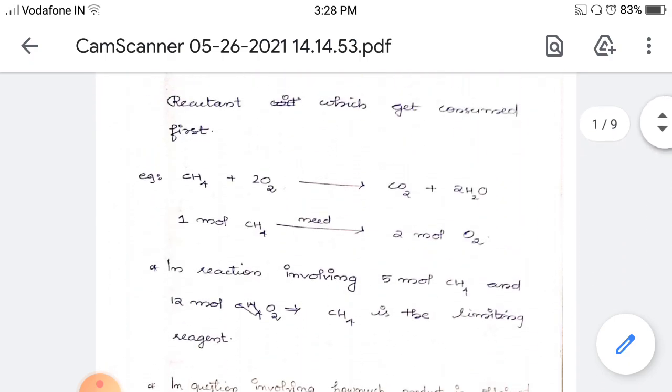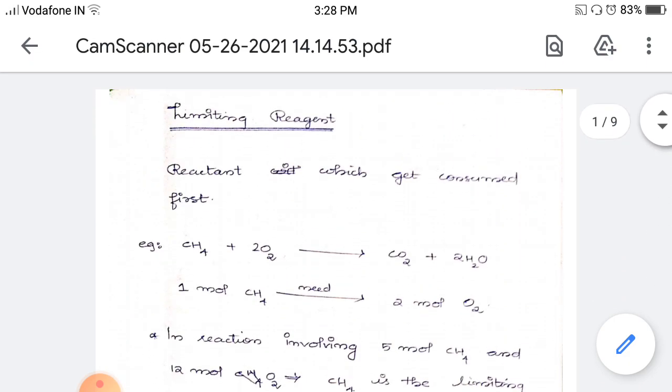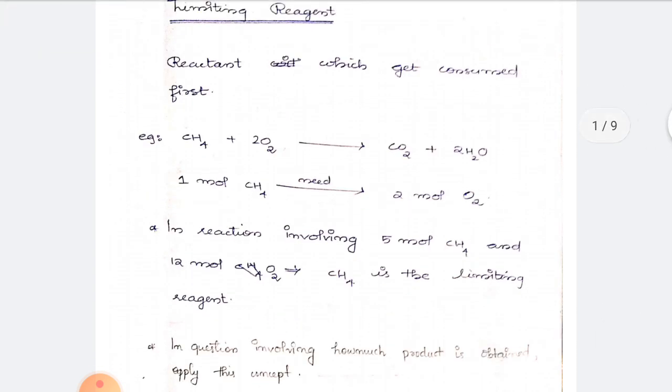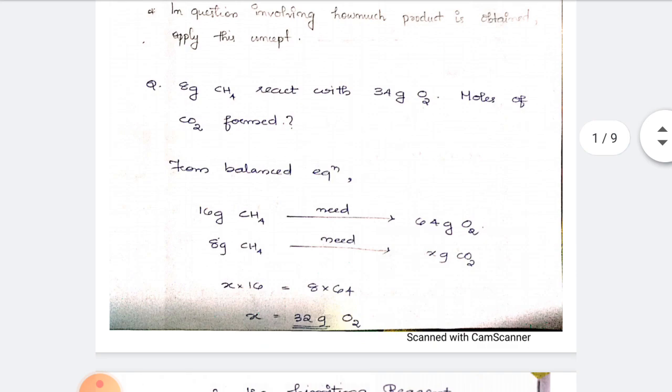Limiting reagent is a very important concept. It is a mental concept. You just think twice and twice, and get deep into these concepts. I'm sure that you guys will get the answer much more easily.